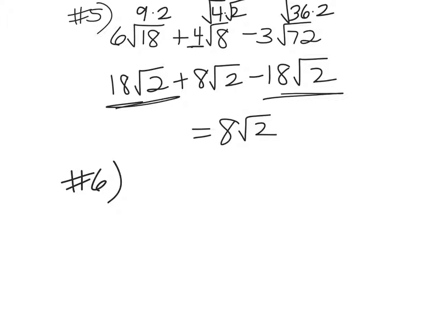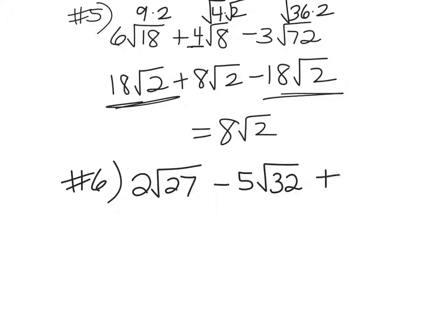Number 6. You try this one. 2 rad 27 minus 5 rad 32 plus 6 rad 12. Okay, you do this one. You change your 2's as well. I do? Oh, yeah. That's so weird. Go ahead and try that one.